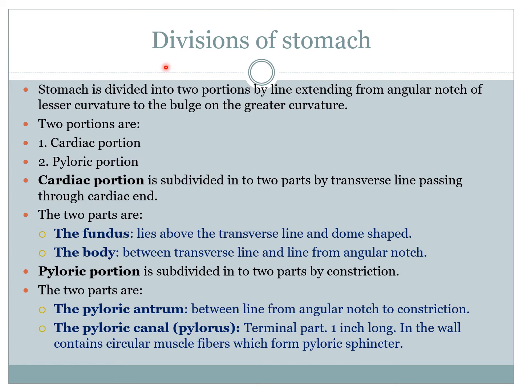Now, subdivision. Division of the stomach. The stomach is divided into two portions by a line extending from the angular notch of the lesser curvature to the bulge on the greater curvature. The two portions are the cardiac portion and the pyloric portion. The cardiac portion is subdivided into two parts by a transverse line passing through the cardiac end. The two parts are the fundus and the body.